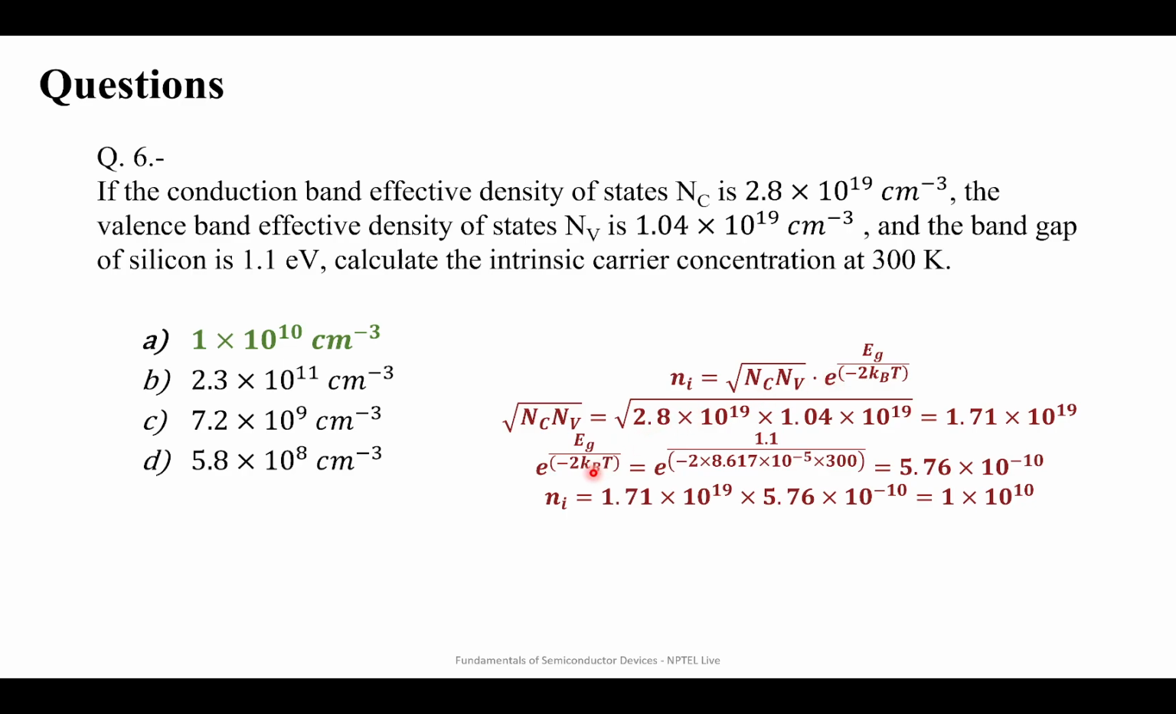If you calculate the exponential term, you put band gap 1.1 over kB. It's written in terms of electron volt per Kelvin. Usually, what you see is in terms of joules per Kelvin. This is in electron volts per Kelvin, and the temperature is 300. So the exponential term comes out to be 5.76 raised to the minus 10. So you multiply both of those, and it comes approximately 10 raised to power 10. It should be slightly less, like 9.8.